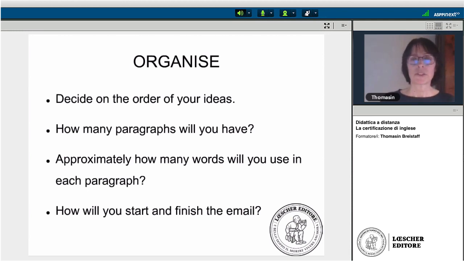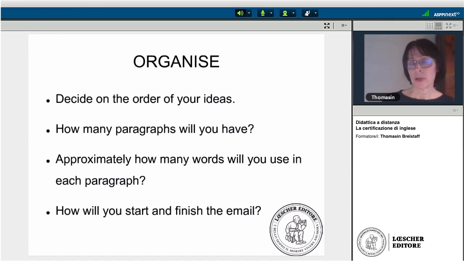Now, paragraphs are important because they show that you know that you're writing on one topic, and then in the next paragraph you're writing on another part of the topic. So you should use paragraphs in your writing. If you think also about how many words you will use in each paragraph, this will also help you to not write too much or too little.